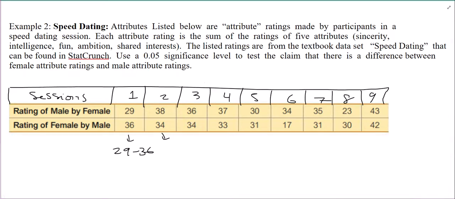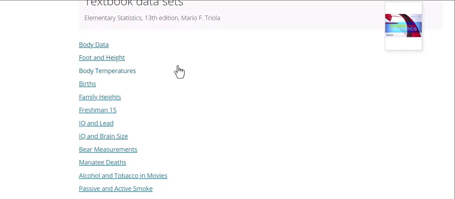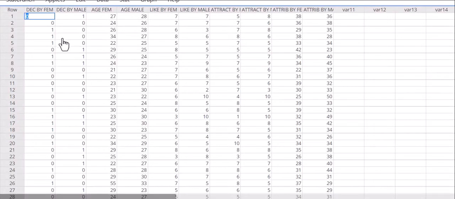So you can access this data in StatCrunch and do the level of significance. Let's do that super quickly. Now, to access the textbook data sets, you have to do it from your MyLab menu. So when you go to StatCrunch, instead of opening up StatCrunch, go to view the data sets from your textbook, and then you'll find, what was it called? Speed dating. So there it is, speed dating. And so we have lots of data here. These are the ones that we want: attributes by female, attributes by male.